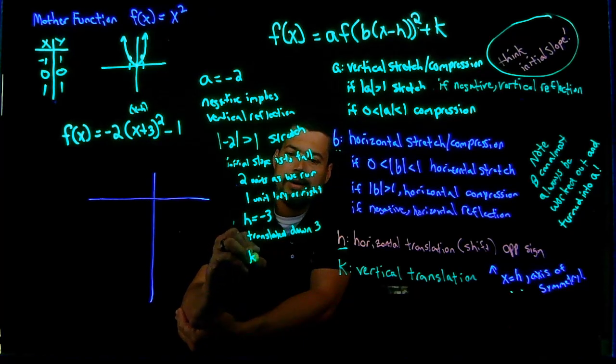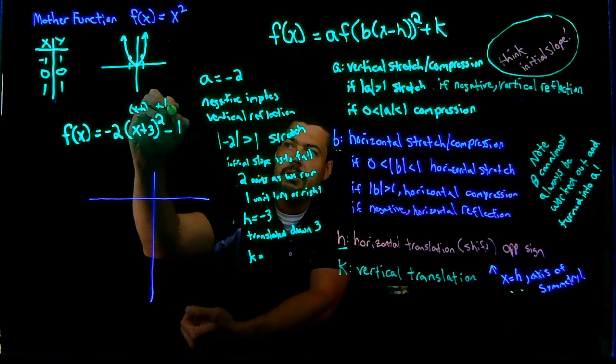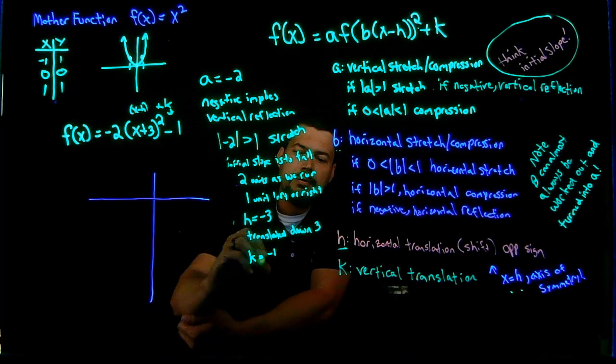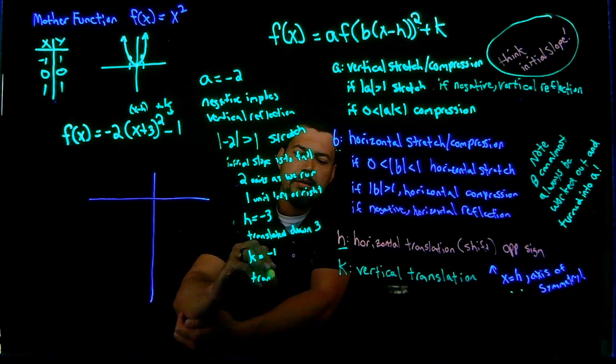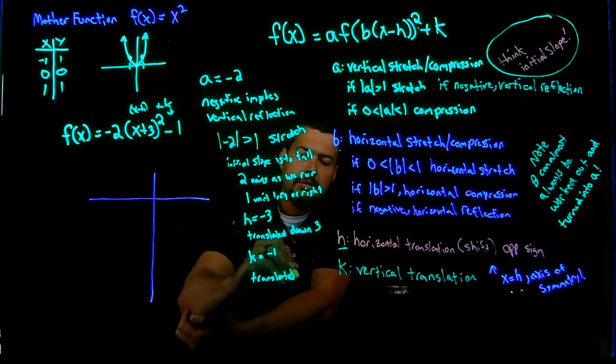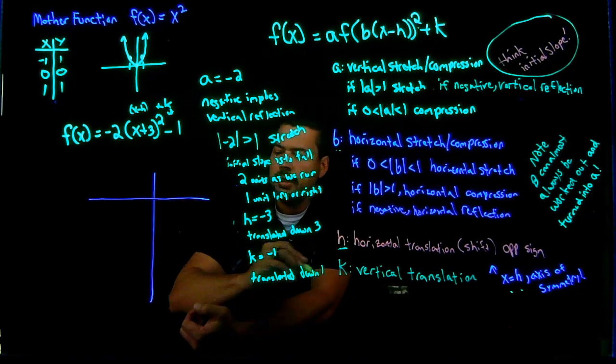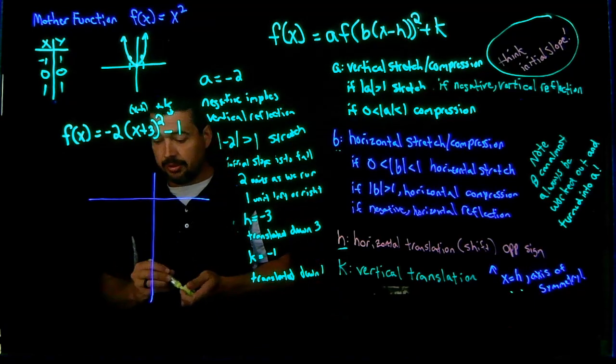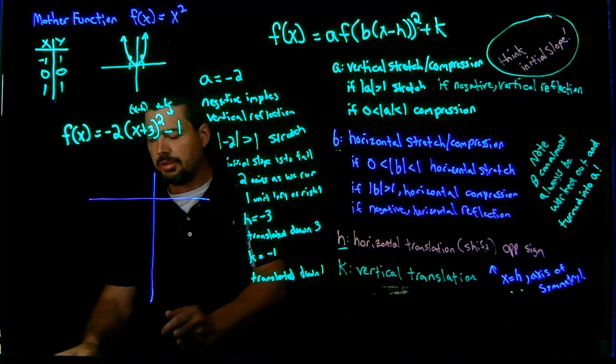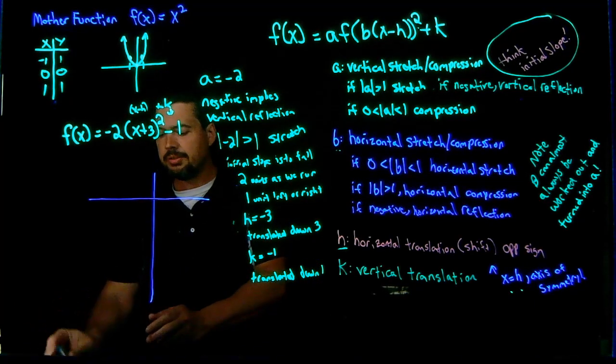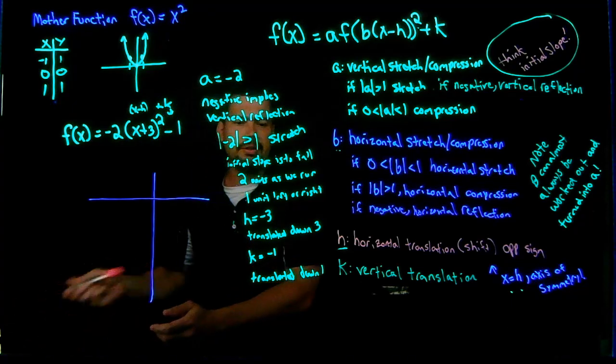And we have a k value, plus k equal to -1. So it's also translated down 1. And I like to draw these things in because it actually shows you what's going on. So I do like to draw these in. A lot of people do not, but I do.